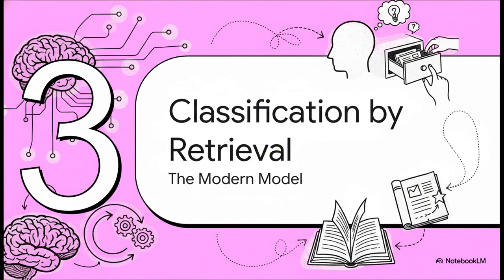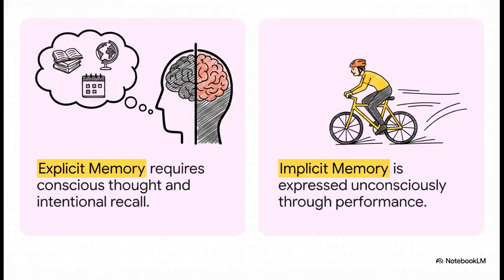And that very distinction between an important event and an unimportant one leads us directly to the modern model of memory. See, today, neuroscientists don't really classify memory by how long it lasts, but by the mode of retrieval. Specifically, it all comes down to whether or not retrieving it requires conscious effort. This new way of thinking splits memory into two major categories. On one side, we have explicit or declarative memory. This is all the stuff you consciously know and can declare, facts, events, stories. On the other side is implicit or non-declarative memory. This is the knowledge that you express unconsciously through your performance, like skills and habits.